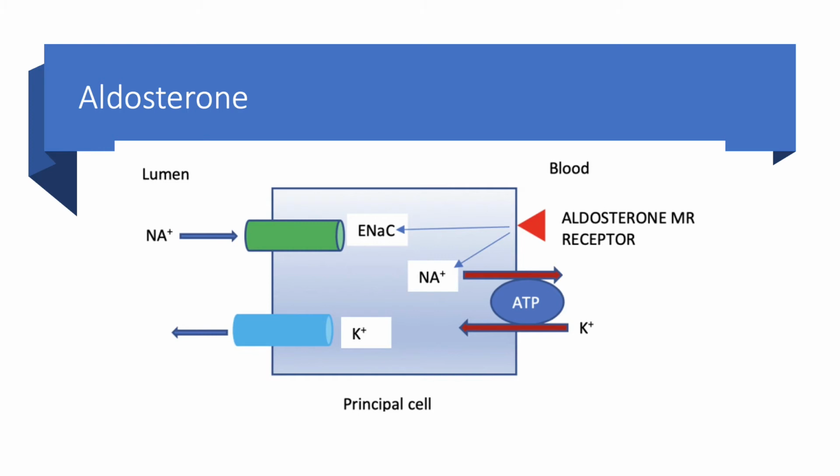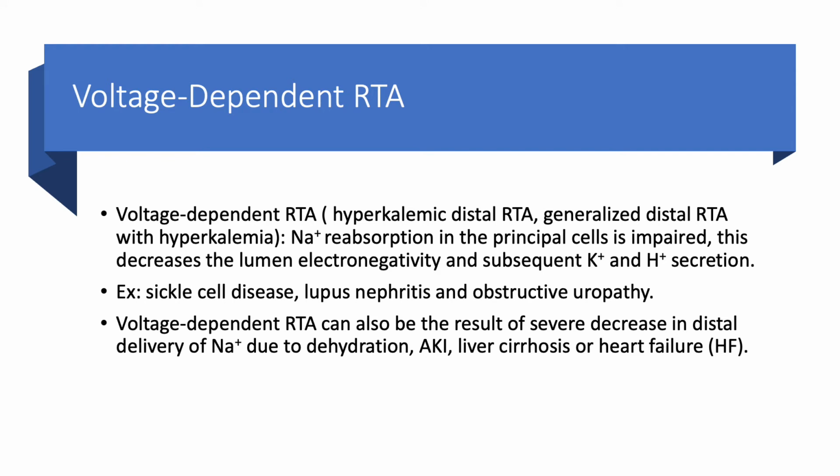So anything that would affect aldosterone, whether we have hyporesponsiveness, whether we have decreased secretion, whether aldosterone is decreased or we have a medication, doesn't matter. You're going to have impaired potassium excretion and subsequently hyperkalemia. Okay, we said that there are two types of hyperkalemic renal tubular acidosis. It can be either voltage dependent or due to type 4 RTA. Now, voltage-dependent RTA is also called hyperkalemic distal RTA or generalized distal RTA with hyperkalemia.